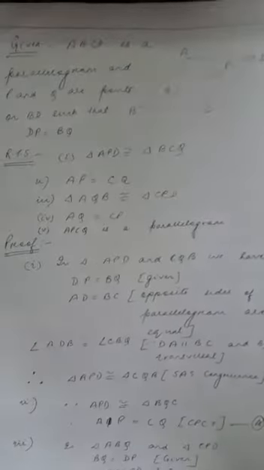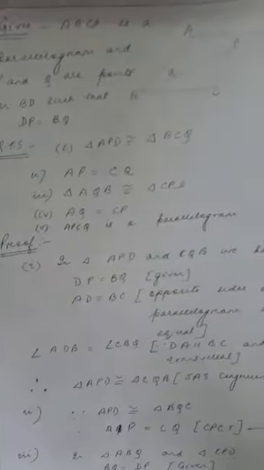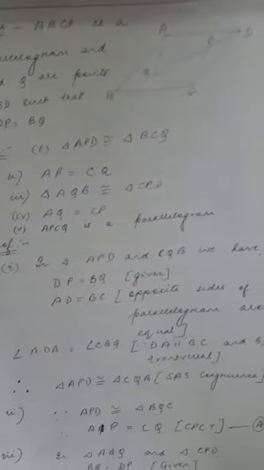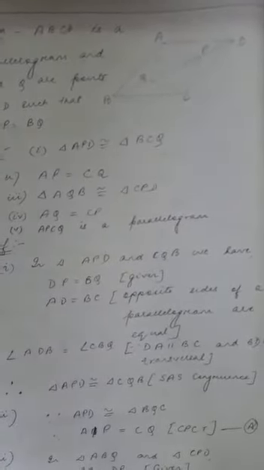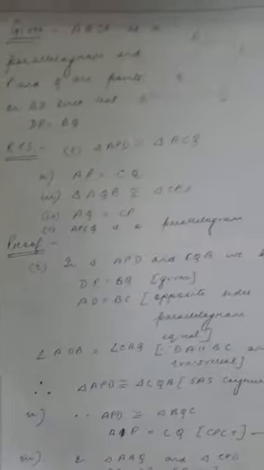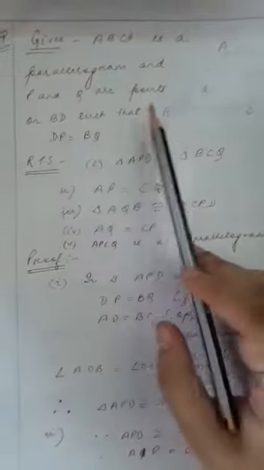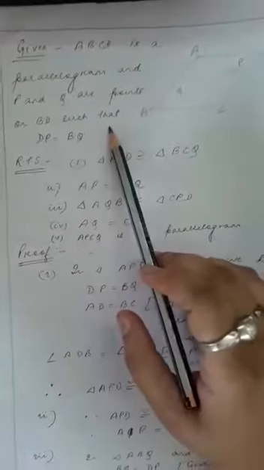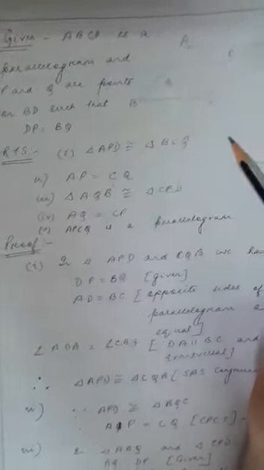Hello students, in our last video we have completed till question number 8. So today we will see question number 9 from the exercise 8.1. See here in question number 9 it is given that ABCD is a parallelogram and P and Q are the points on BD such that DP is equal to BQ.